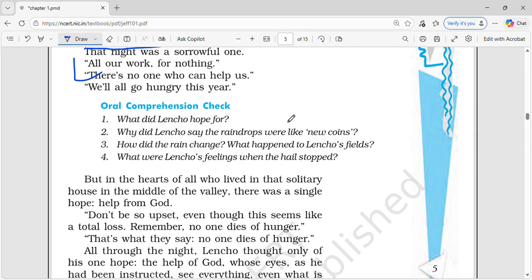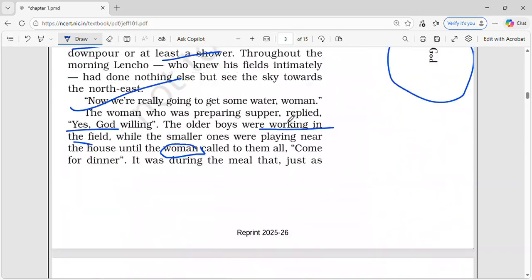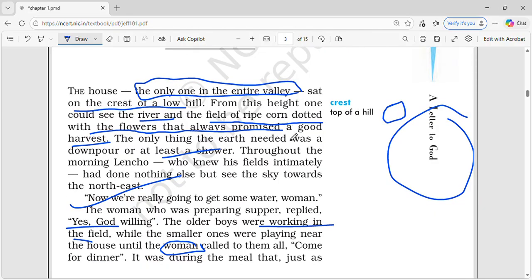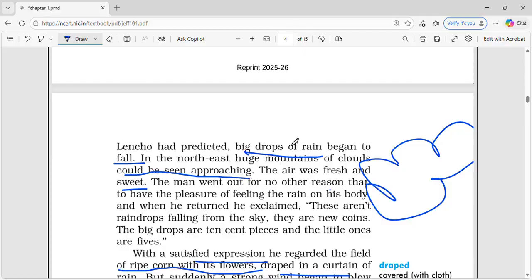Now there is an oral comprehension check. We have to answer these few questions. So what did Lencho hope for? He hoped that all of the stuff would be good. Why did Lencho say the raindrops were like new coins? Think, think. Why did Lencho say that it was for new coins? Tell me.